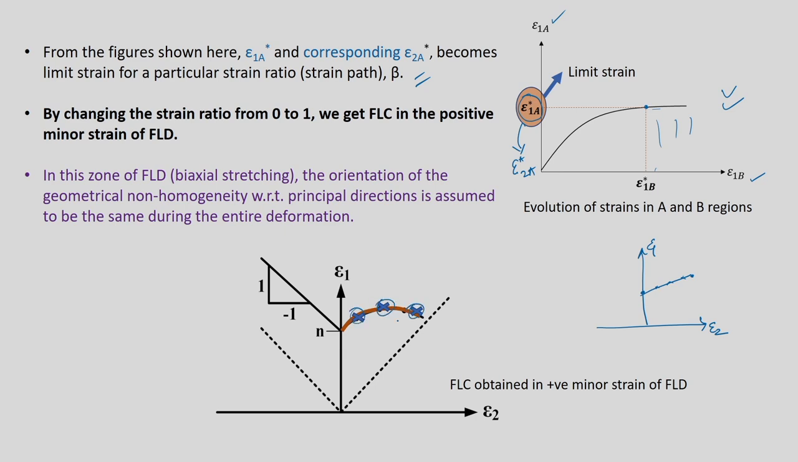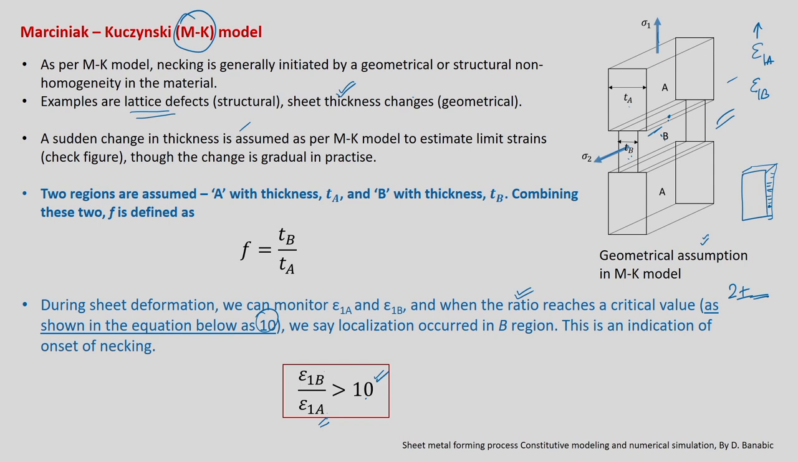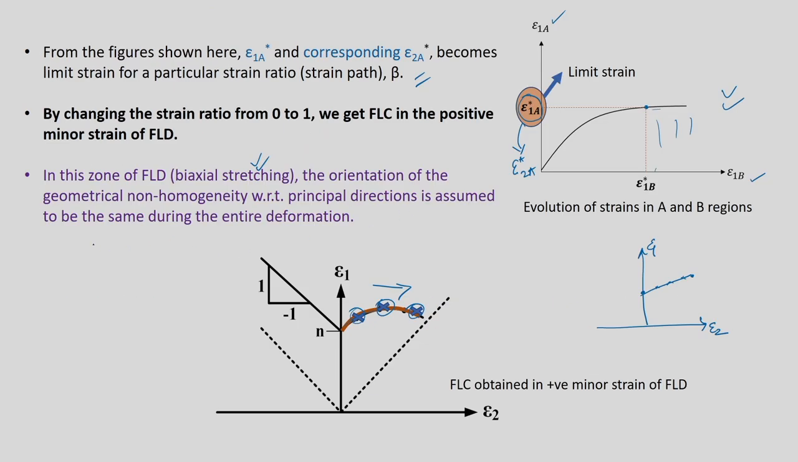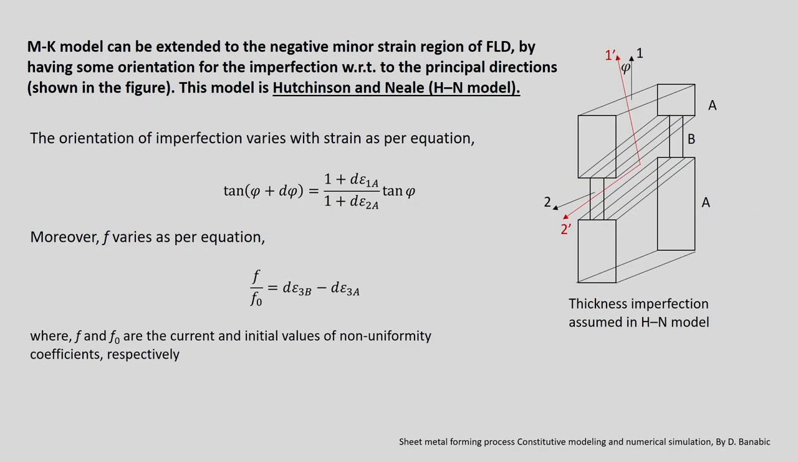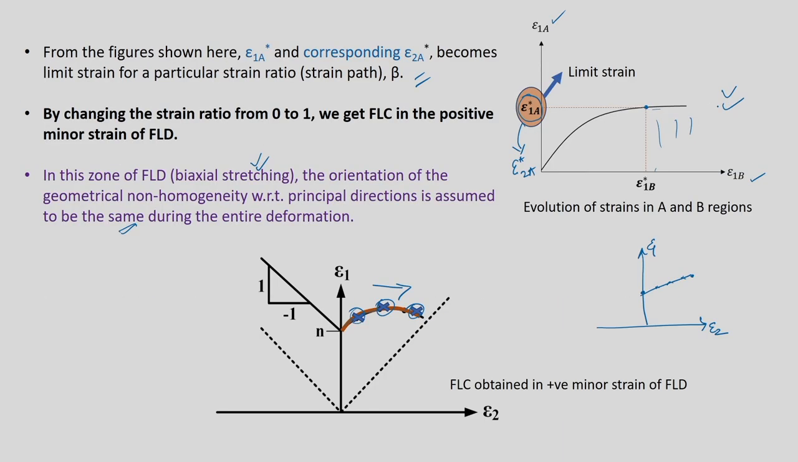1, 2, 3, you are going to get this brown color line, which we are going to call a forming limit curve. So, in this zone of FLD, that is the biaxial stretching side, the orientation of the geometrical non-homogeneity, that is this thickness reduction, with respect to principal direction is assumed to be the same during the entire deformation. To start with, it is the same. This orientation is exactly perpendicular to your 1 direction, and that is going to remain the same throughout the course of deformation. That is what is given here.